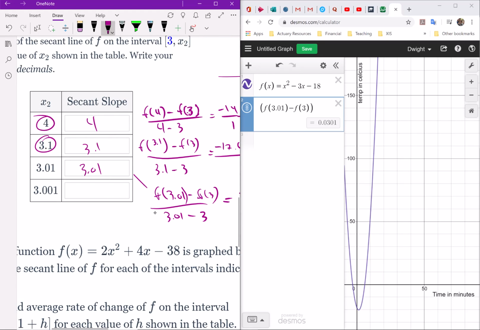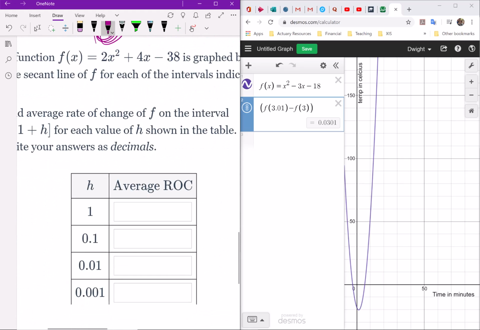What do you think is going to happen if I do this? Well, I'm probably going to get 3.001. And so you could imagine, what if I did something extremely close to 3? You're going to get a secant slope that's extremely close to 3 as well, right? And so you can see that the closer we get, we're just going to start approaching a fixed number of 3, which is interesting.